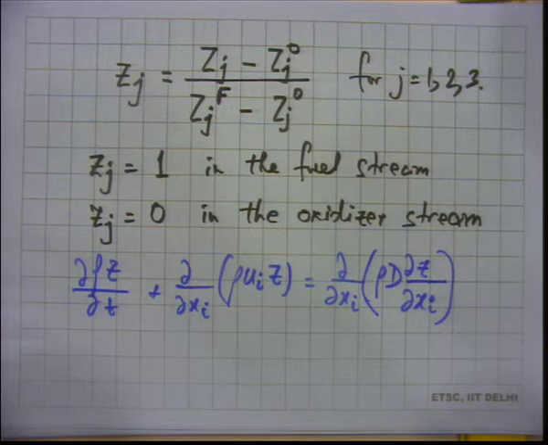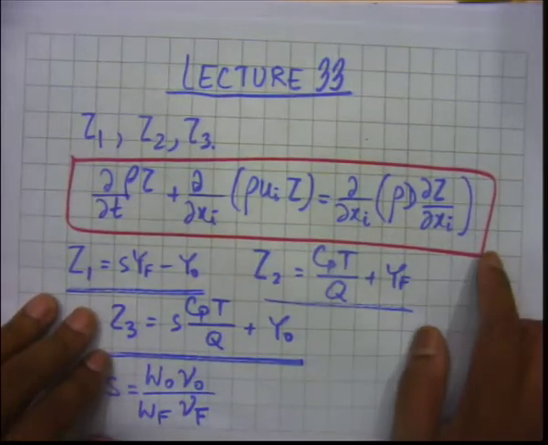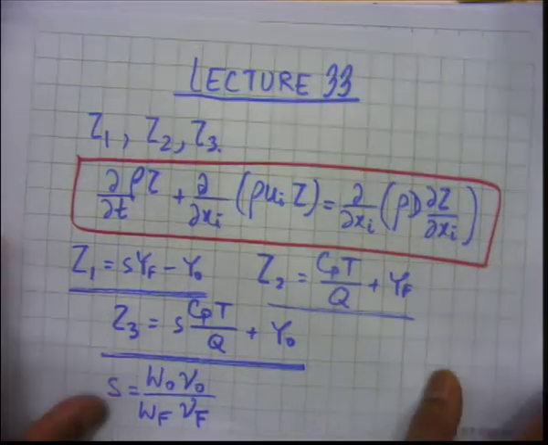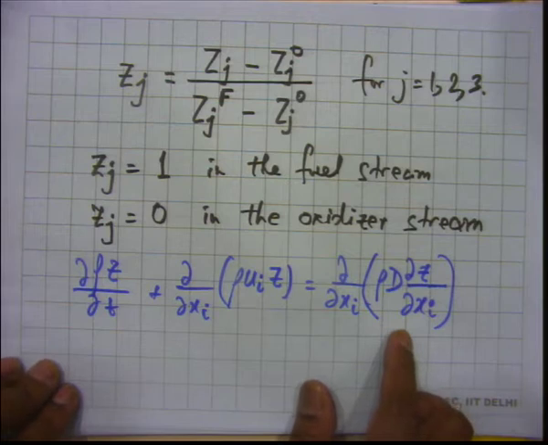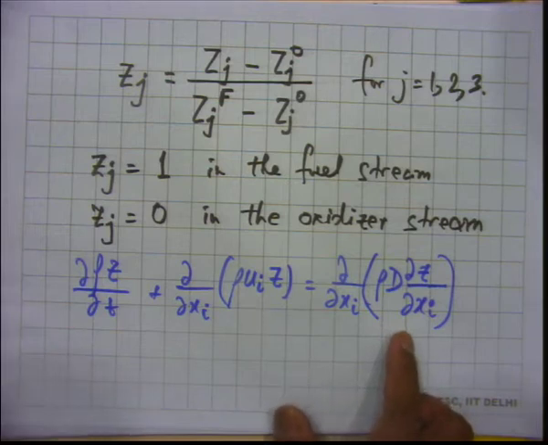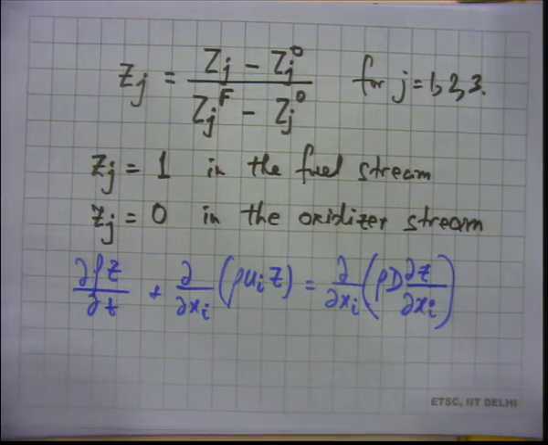So how do I get this? Because the small z is some linear combination with the help of the capital Z, and we know the equation that capital Z satisfies. We wrote that a few minutes back. Capital Z satisfies this equation in the box, which is actually the same equation that small z satisfies. So small z is also obviously a passive scalar.